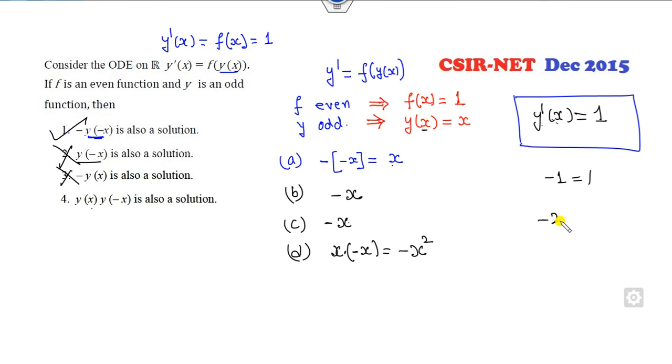Is it satisfied? 2x is equal to 1. Not satisfied. So this option is cancelled. Only option A is the correct option. You can see, always think about a very simple manner. You can think about any of the functions. So the only right option is A, my correct answer.